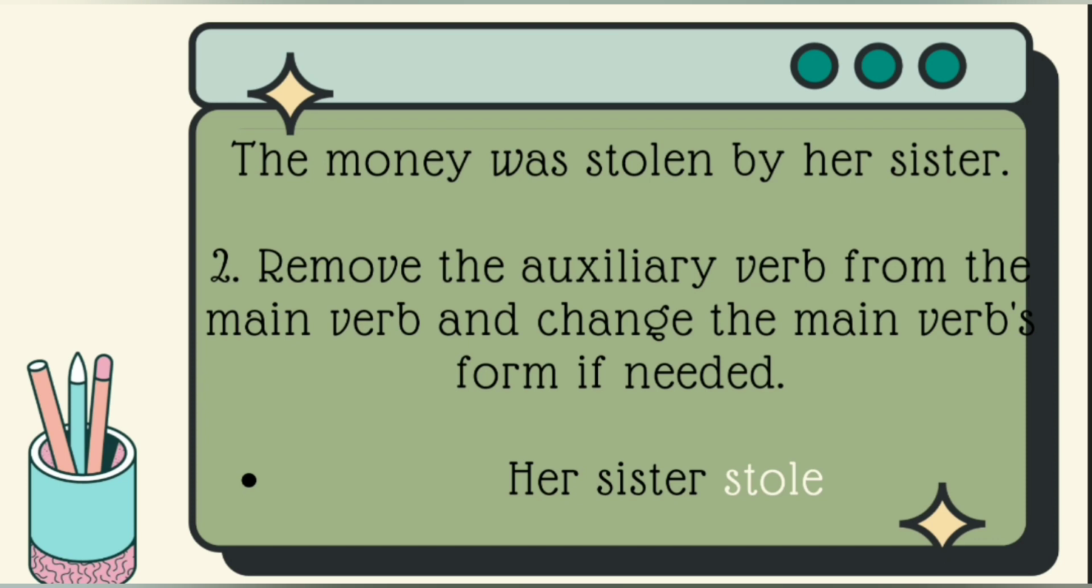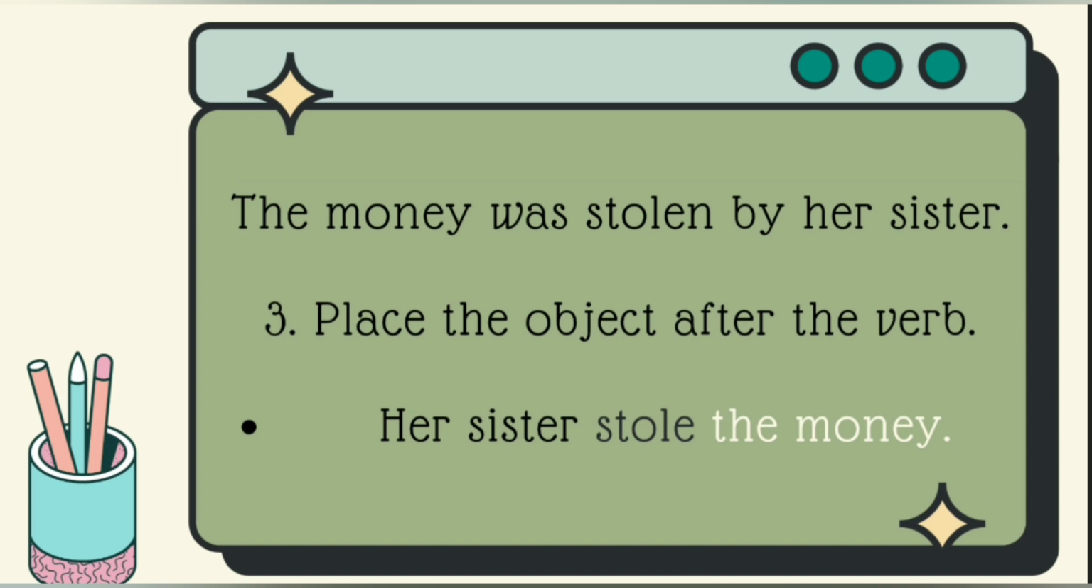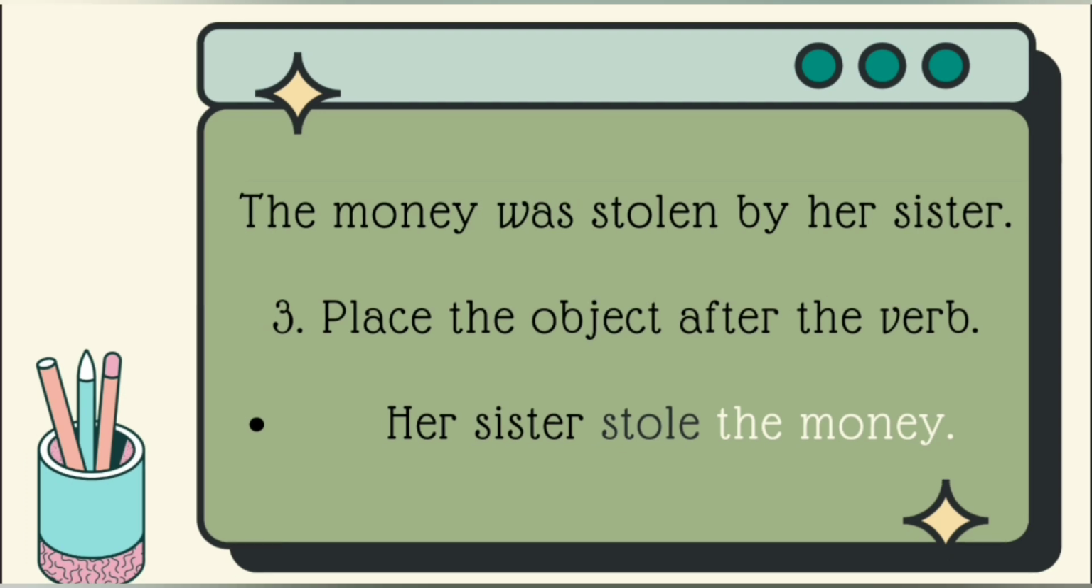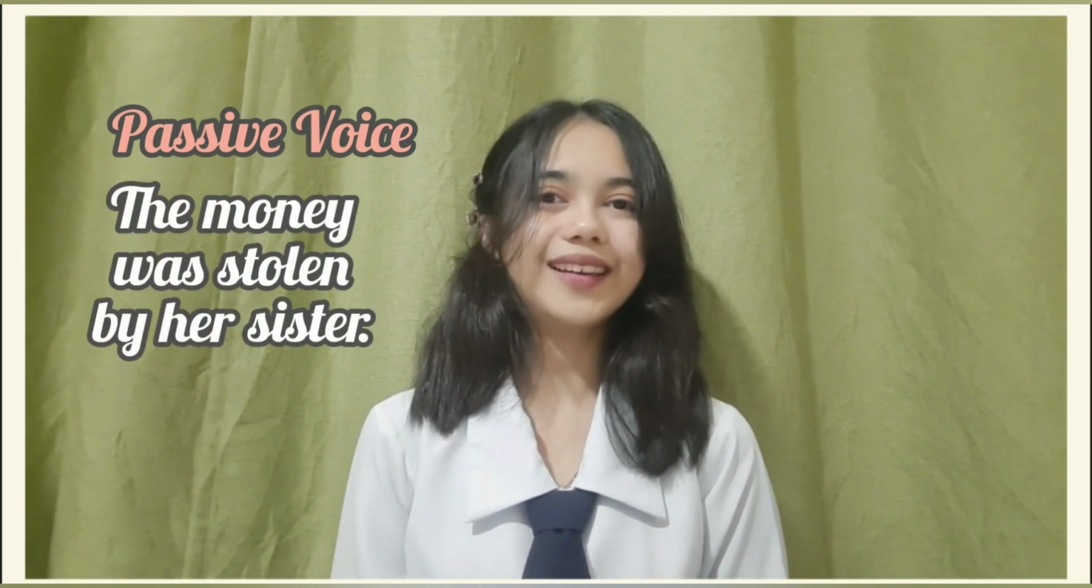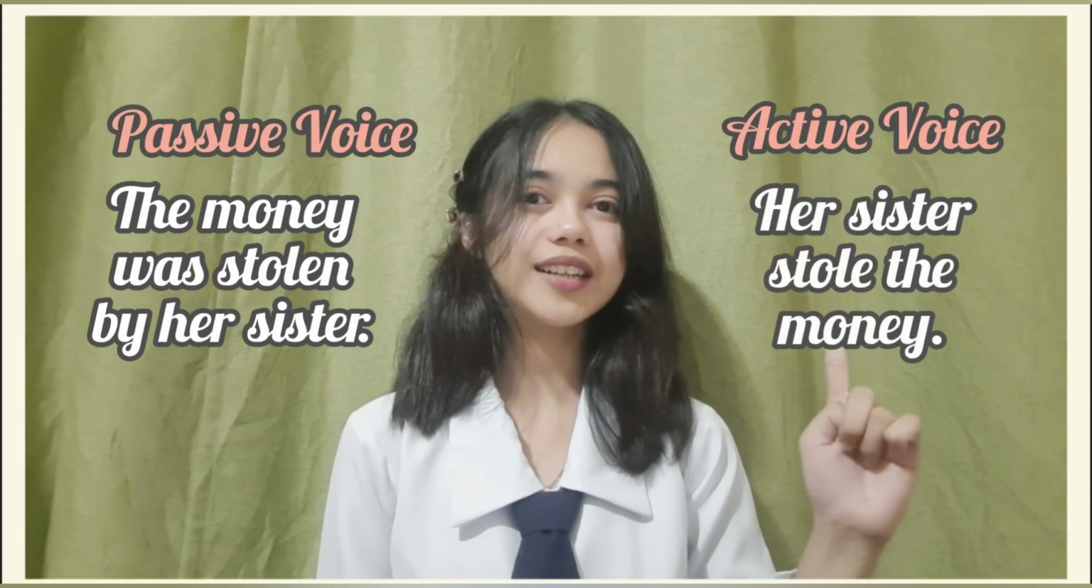Number 2, remove the auxiliary verb from the main verb and change main verb's form if needed. We're going to remove the auxiliary verb was in the sentence and change the main verb into its past form. And lastly, place the object after the verb, or in other words, place the object last. So our object here in the sentence is the money. Therefore, we're going to put it last. So the active voice for the passive voice, the money was stolen by her sister, is her sister stole the money.